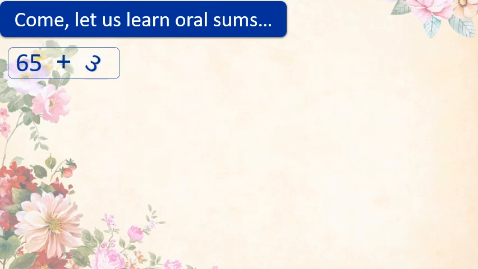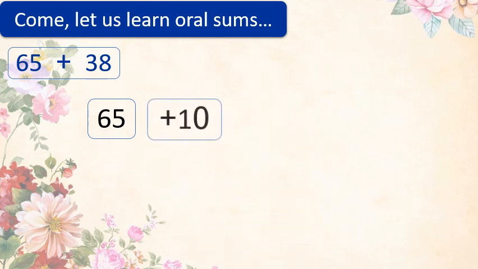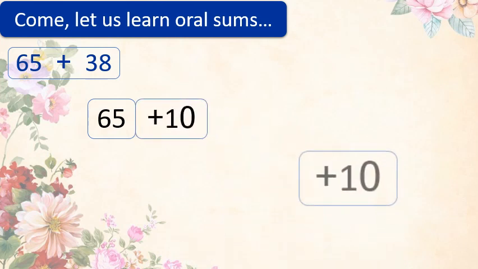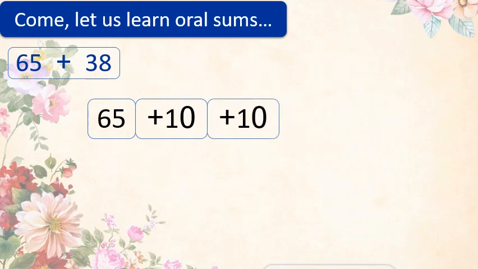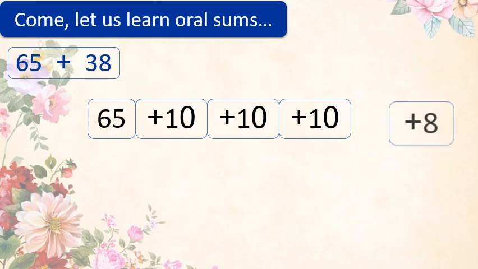See the numbers 65 plus 38. Again, which is the greater number? 65. We will keep it as it is, 65. Again, we will bifurcate 38 into tens and units. Here also 30 means 3 tens and 8 units. Correct? Here also we will add 3 times 10, plus 10 plus 10 and plus 10. This became 30, 3 tens, correct? Now 8 remained. So plus 8 we will write.